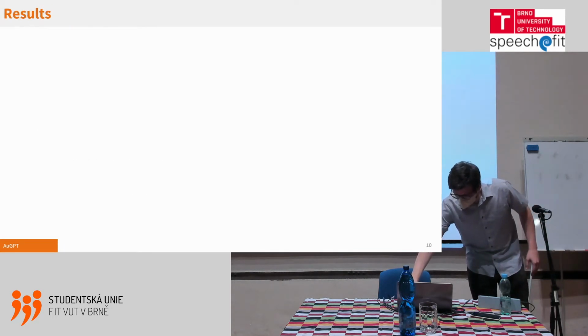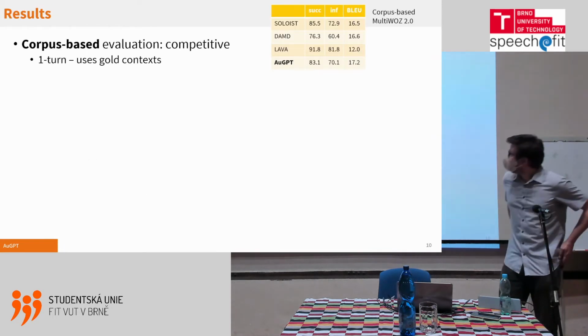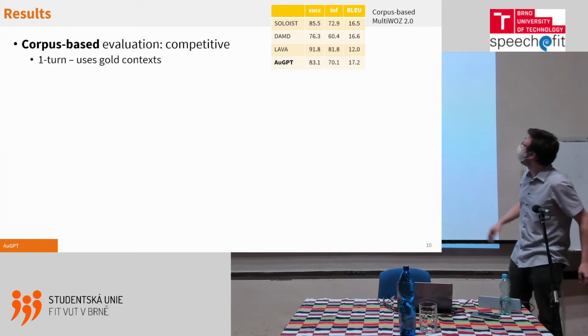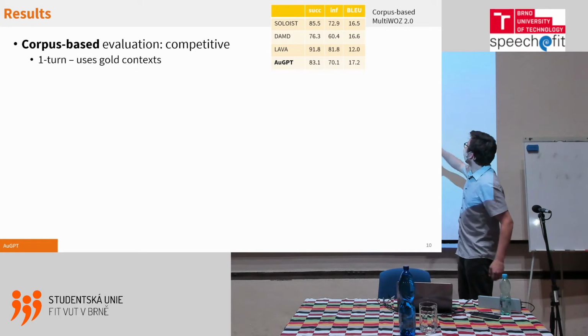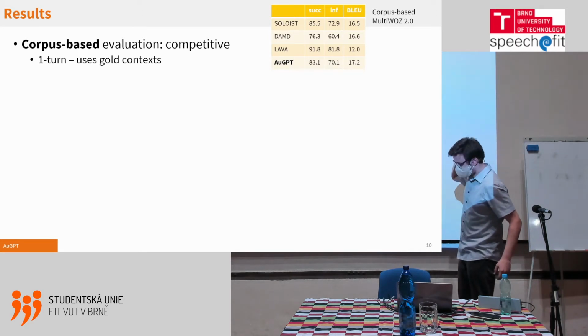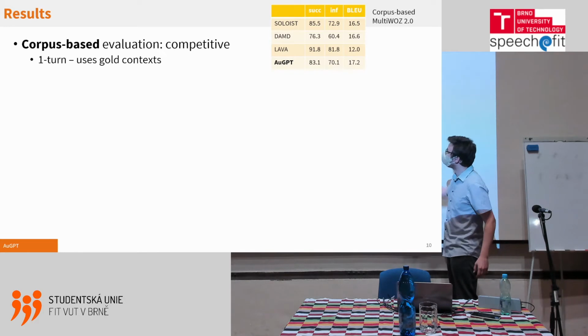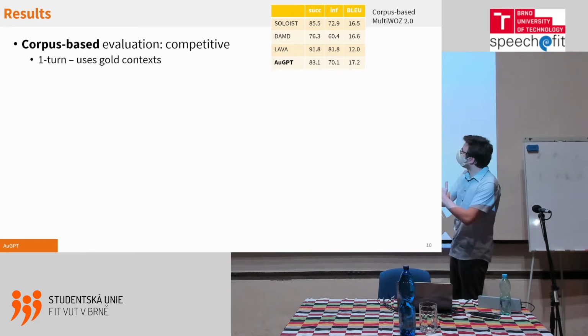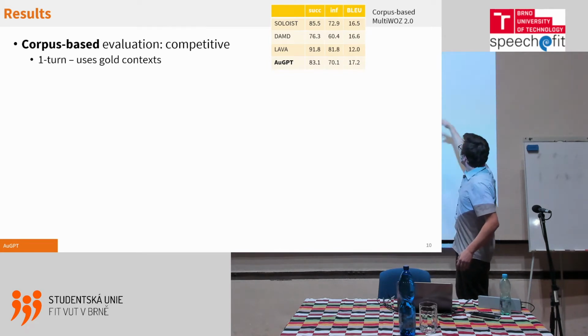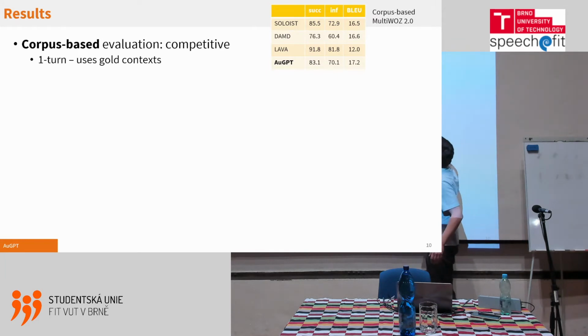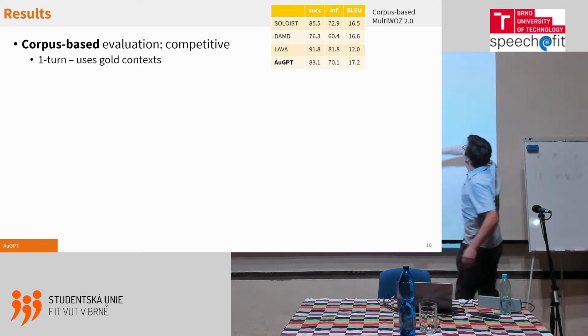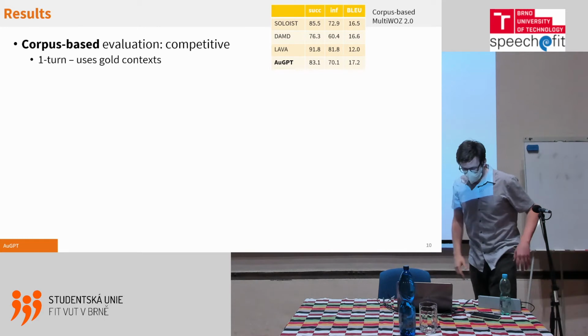And now let's have a look at how that works. If you look at evaluation over just the test data from the corpus, and you just generate one response, one turn, using context from the data. Our system, if you compare, I mean, this is the inform rate, this is the success rate, and this is the BLEU score. But if you look at the numbers, it's similar to everybody else. It's nothing special.